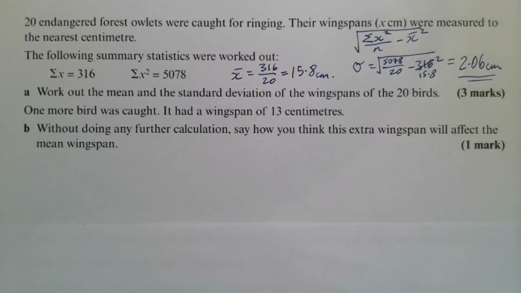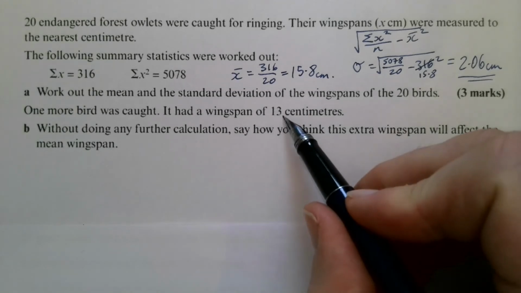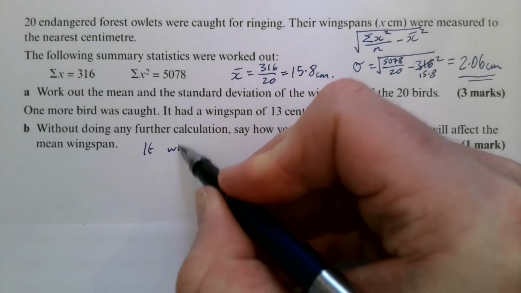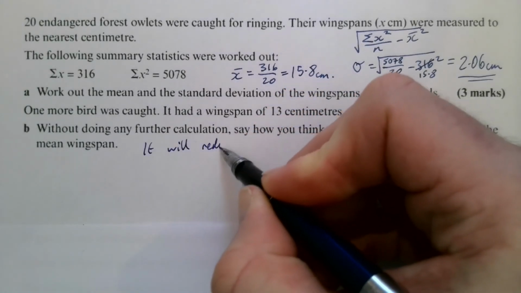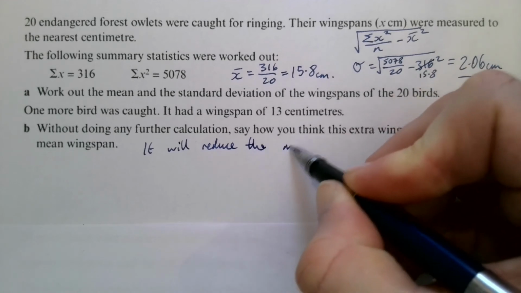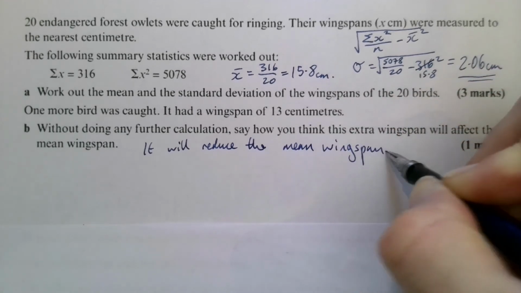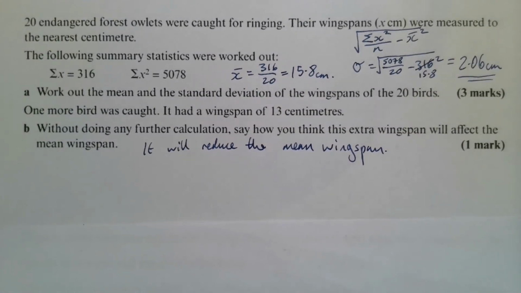Right, now one more bird was caught. It had a wingspan of 13 centimeters. Without doing any further calculation, how will this affect the mean wingspan? Well, it's less than the mean wingspan, so it's going to bring it down. It will reduce the mean wingspan. That's all that needs. Now, there's a few of those sorts of 1 mark questions in there, and it's generally just write down a bit of common sense about what it means. That's all they're looking for.